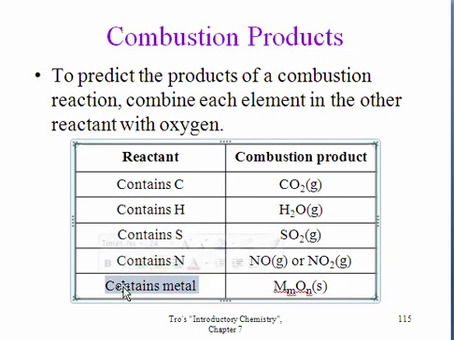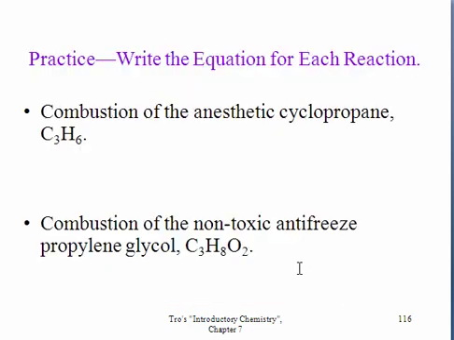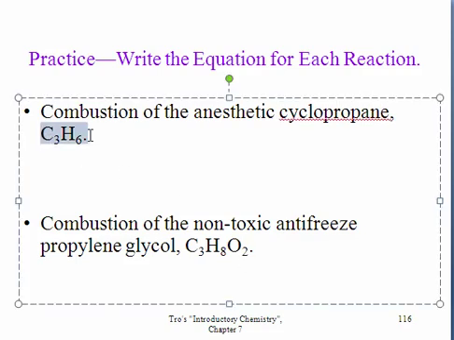And if your reactant contains a metal, then the metal oxide is going to form, and its formula is going to be determined by the charge of the metal. Remember, the oxygen in an oxide always has a charge of -2. So using these rules, pause the slide and see if you can write the balanced equation for the combustion of cyclopropane, C3H6, and propylene glycol, C3H8O2.